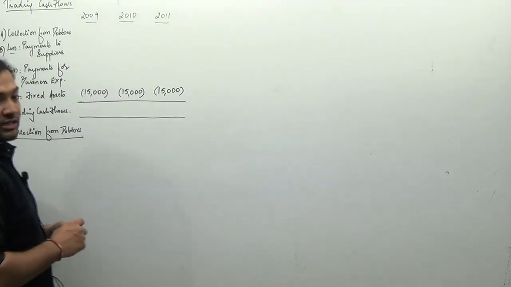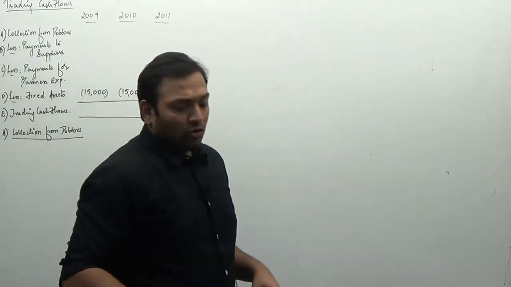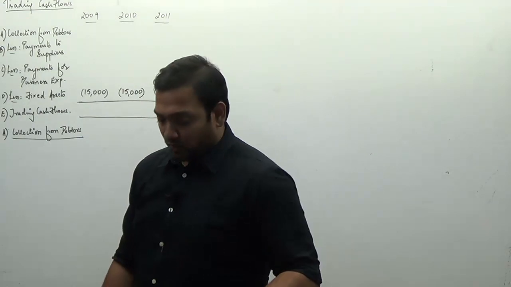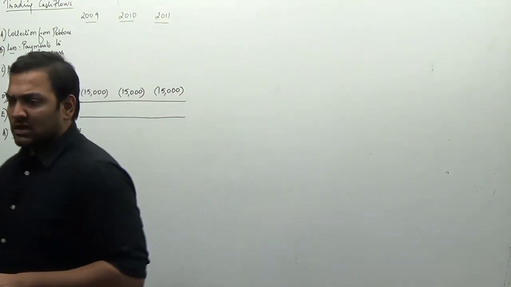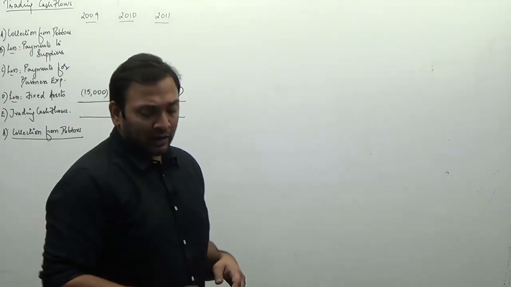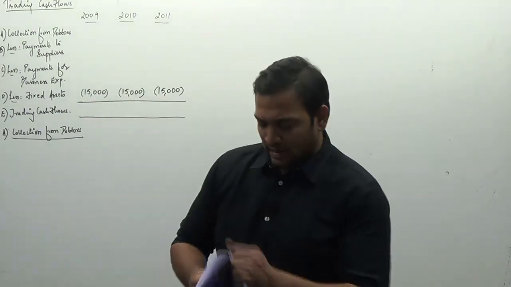How do we calculate collection from debtors? You know sales, you know opening debtors, you are also given closing debtors. Assuming that there is no discount allowed, there is no bad debt in this question, we can directly calculate that. How do you calculate?